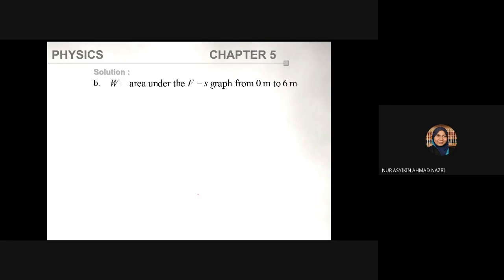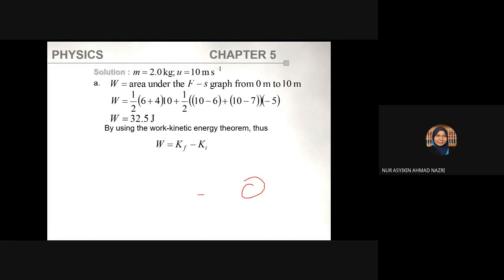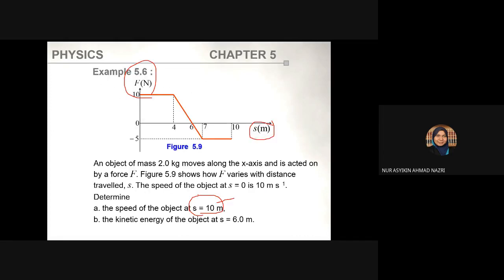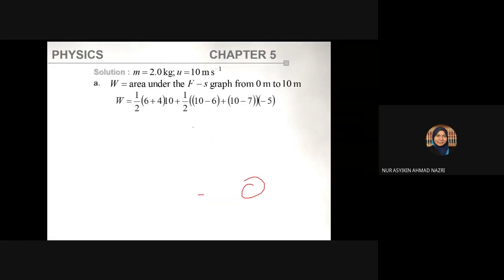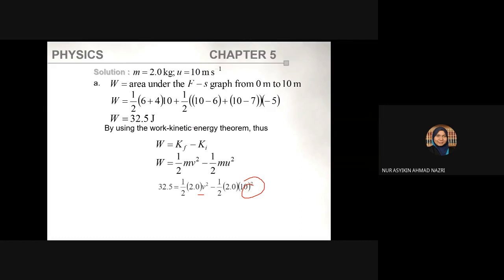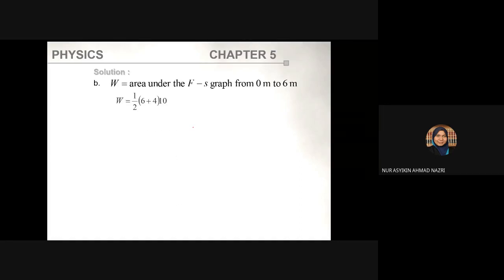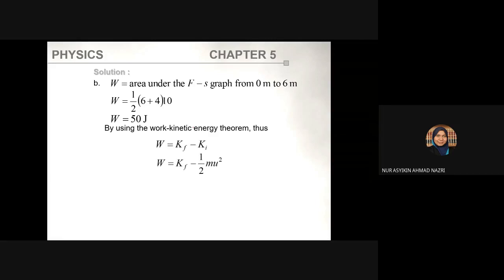Alright. And then B. Kinetic energy of the object at s equal to 6 meter. Setakat 6 meter saja, tak apa. So kita ambil je lah work done yang setakat 6 meter, then equatekan, kan? Dapatlah kinetic energy dia. Macam tu. Tadi dia nak velocity, so kita buka lah equation tu, half mv squared. This time dia nak kinetic energy, so tak payah buka lah equation tu. Biarkan dia dalam kinetic energy macam ni.